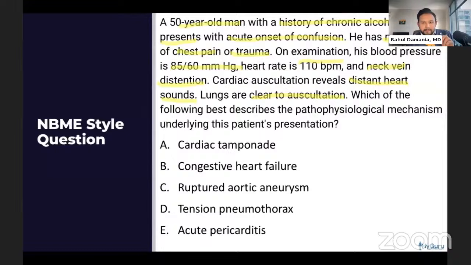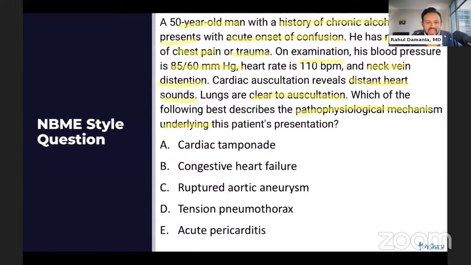Which of the following best describes the pathophysiologic mechanism underlying this patient's presentation? A, cardiac tamponade. B, congestive heart failure. C, ruptured aortic aneurysm. D, tension pneumothorax. Or E, acute pericarditis. What do you all think is the triad here?